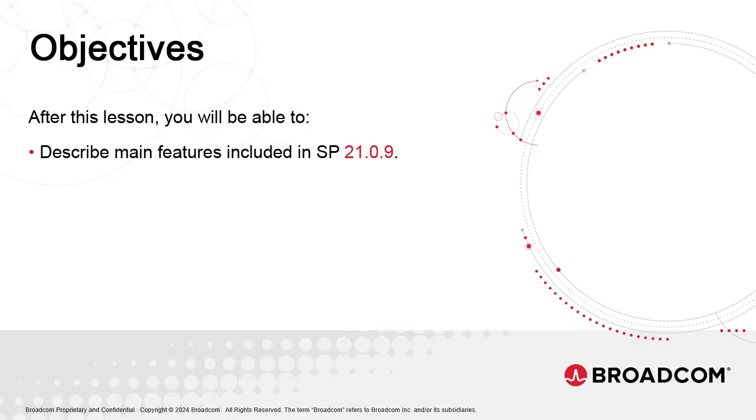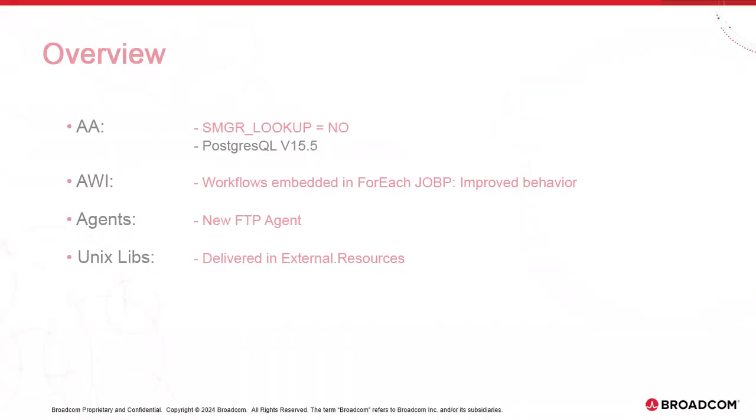All items are grouped together by components: Automic Automation, Kubernetes Edition, AWI, agents, and so forth. The following are the new features and improvements included in Service Pack 2109.